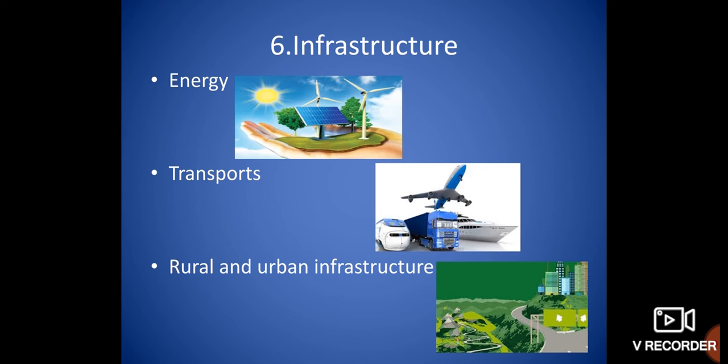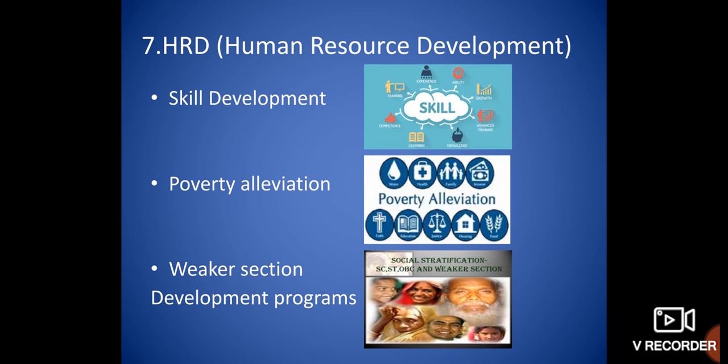In the sixth aspect, I will explain the infrastructure like energy, transport, rural and urban infrastructure. And in the final aspect, HRD, human resource development, I will explain the policies adopted by the government and the fiscal policy regarding skill development, poverty alleviation programs, and the programs adopted by the government for weaker section development.